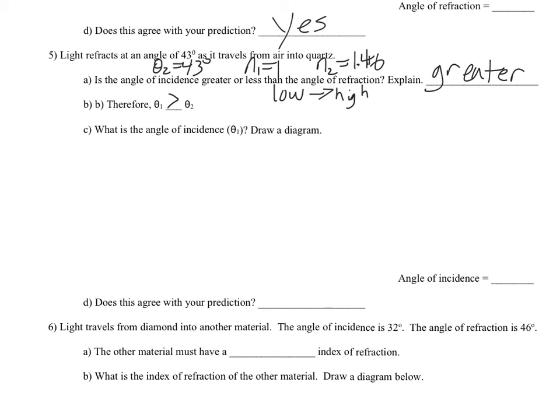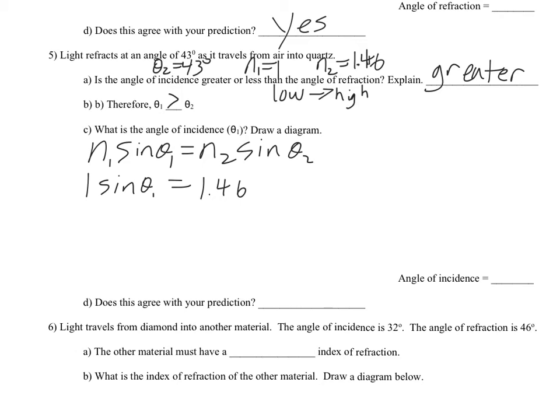So let's see how we do here using Snell's law. n1 sine theta 1 equals n2 sine theta 2. So n1 we get 1, sine theta 1, that's our unknown. n2 we get 1.46. Sine theta 2 we get 43. Solving for theta 1, you should get about 85 or 84.5.